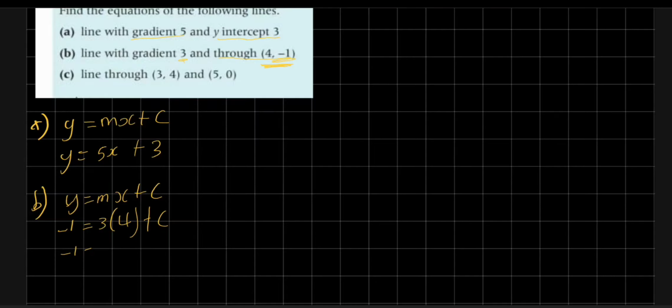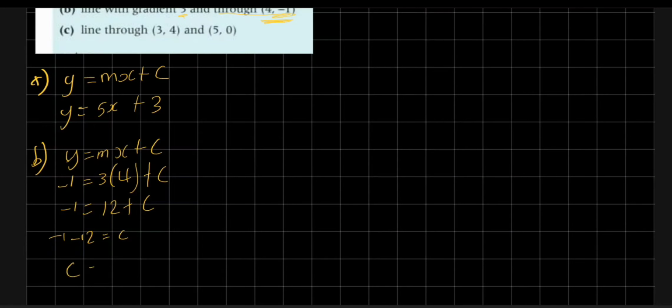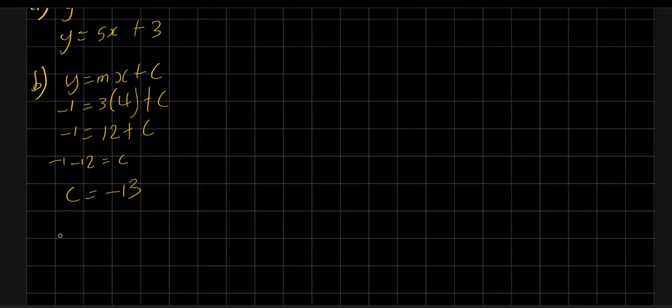So negative 1 will be equal to 3 times 4, we get 12, plus c. Hence, negative 1 minus 12 is equal to c. So hence, c will be equal to negative 13. So the equation of that line will be y is equal to the gradient, which is 3x minus 13.